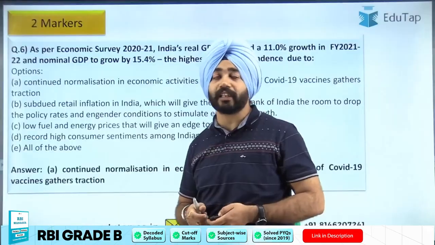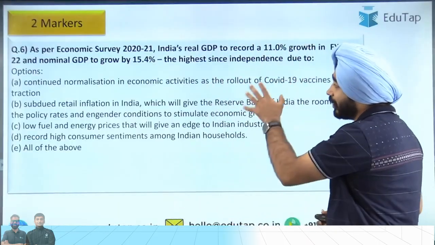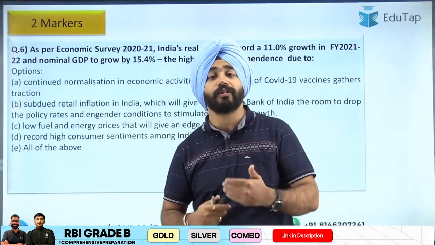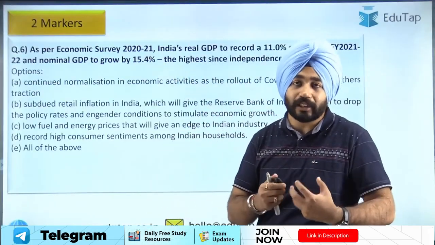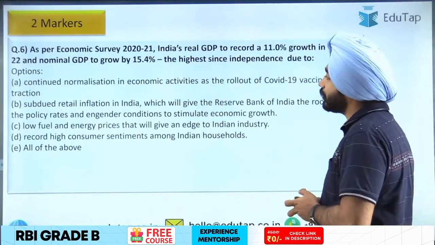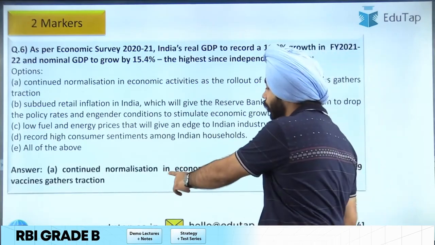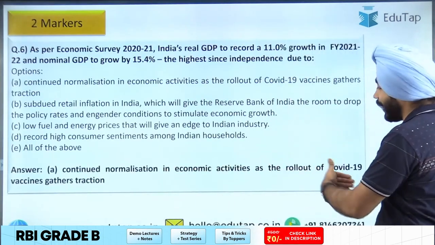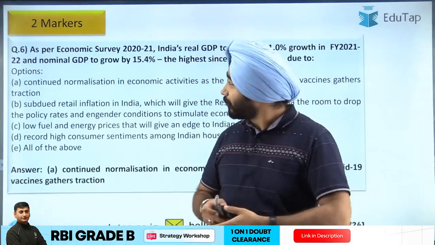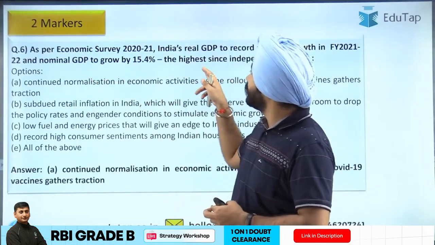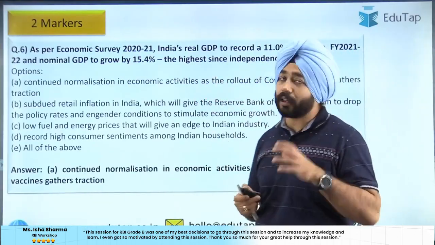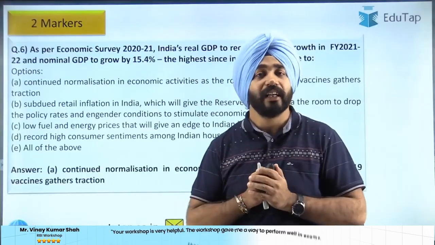What the examiner is asking here is the reason. They are not just asking for factual data, they are also asking why these steps are being taken. It becomes a bit analytical. This is what has been asked this year. The answer was option A: continued normalization in economic activities as the rollout of COVID-19 vaccines was the reason for the nominal and real GDP growth rates recording the change. This is the important thing: analytical questions are basically the core here.